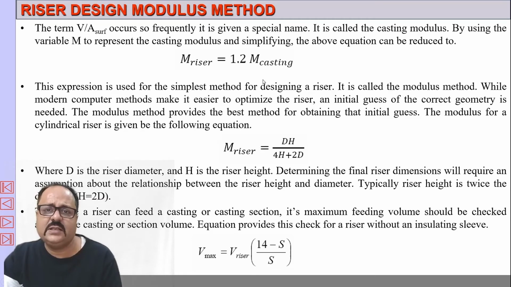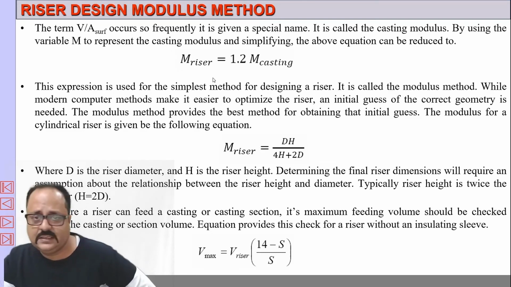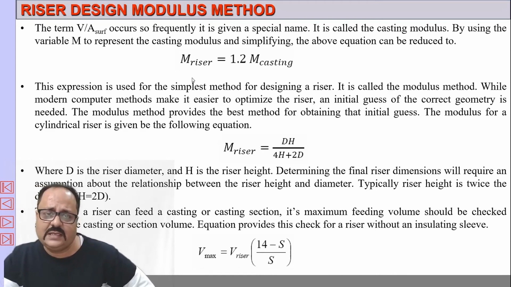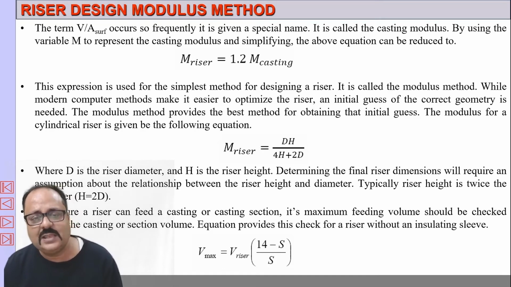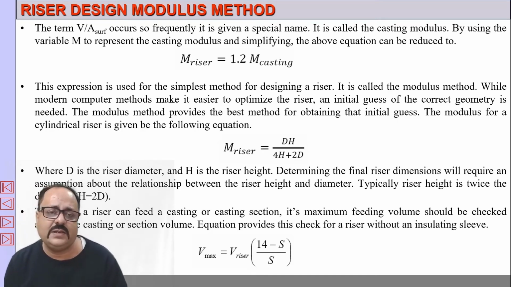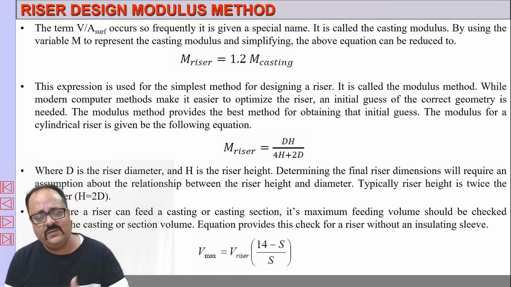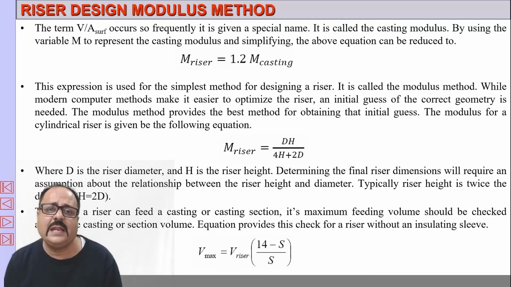So we can find out the modulus of the casting and multiply it by 1.2, and we can find out the modulus of the riser. And from the modulus of the riser, we can take an appropriate H by D ratio, either H by D equal to 1 or H by D equal to 0.5 or anywhere between 1 and 0.5, and accordingly we can find out the dimensions of H and D.